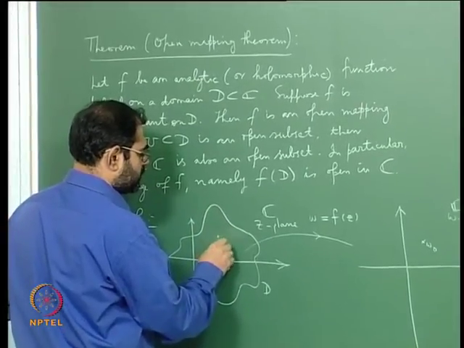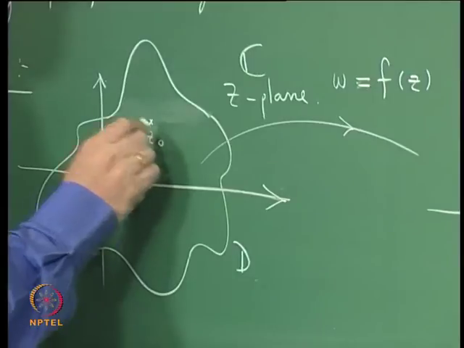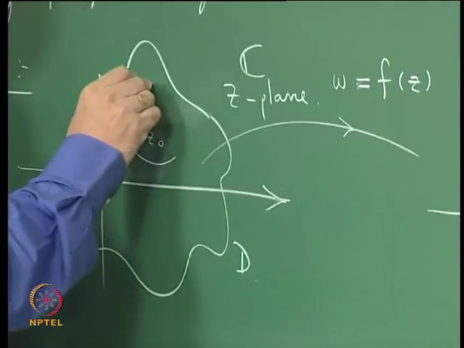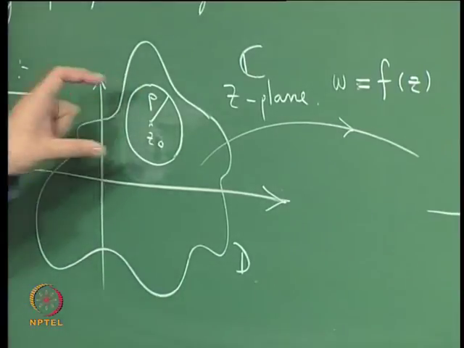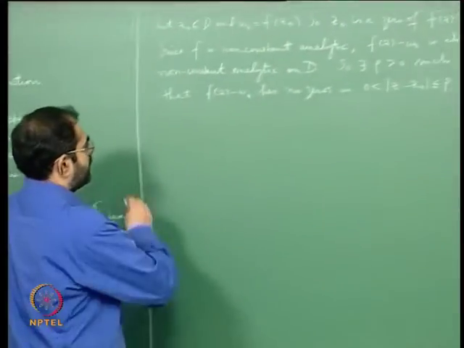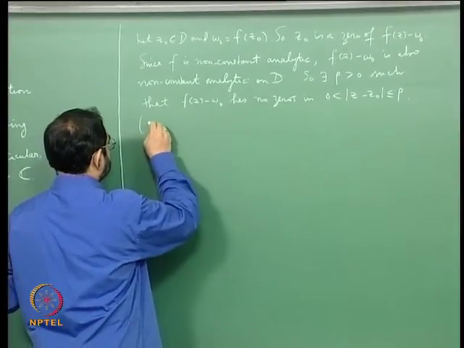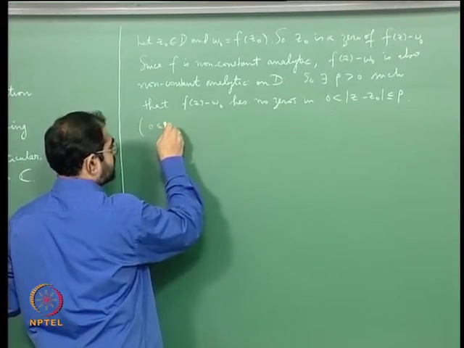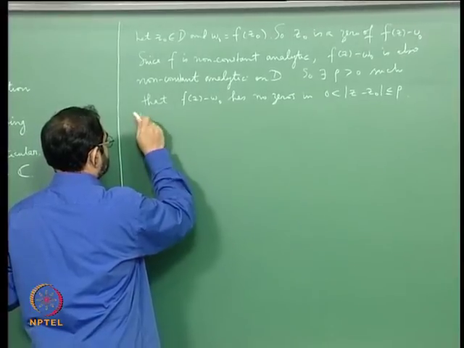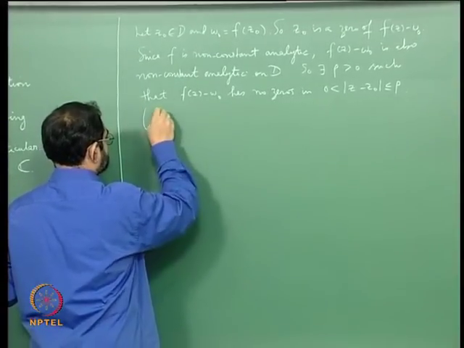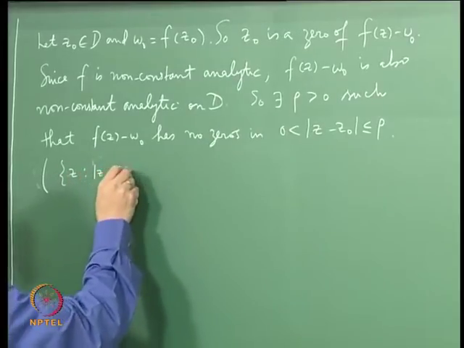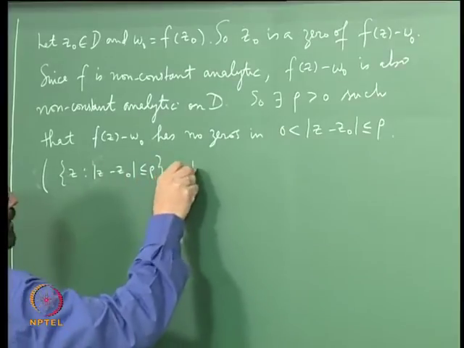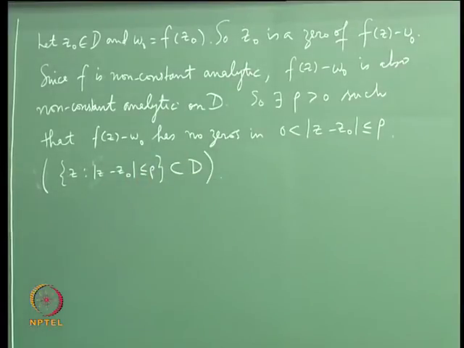So here is Z0, and here is the disk centered at Z0 with radius rho. In this disk, the set of all z such that mod z minus z naught is less than or equal to rho is of course contained in D. Of course, you are looking at a disk inside D.